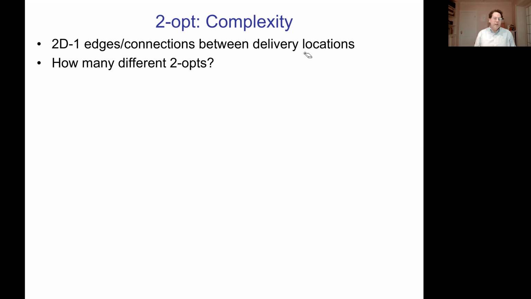Okay, so how many of those are there? Can we look at a significant fraction of these two-opts or not? So if we have D deliveries to make, then we have 2D minus 1 edges or connections between delivery locations. So if we have 100 deliveries to make, we have 100 pickups, 100 drop-offs. That actually means there are 199 connections between these interesting intersections. Okay, so how many different two-opts does that lead to? So see if anybody knows that. See if you can figure out how many different two-opts we could do. So I'll give you a minute to think about that.